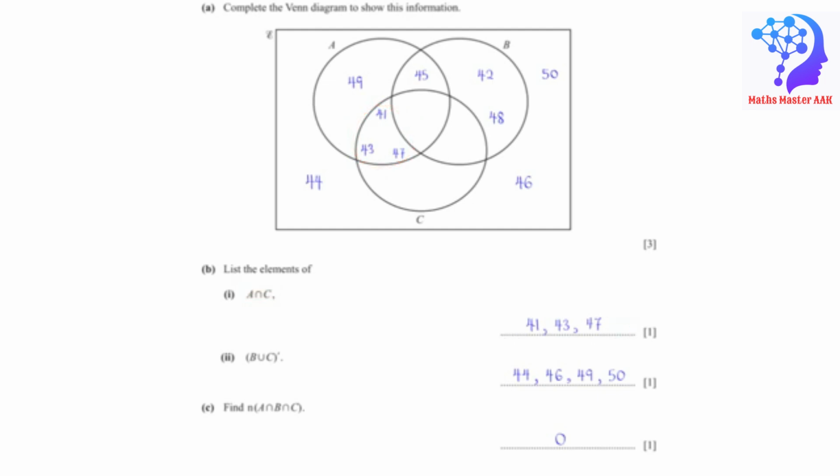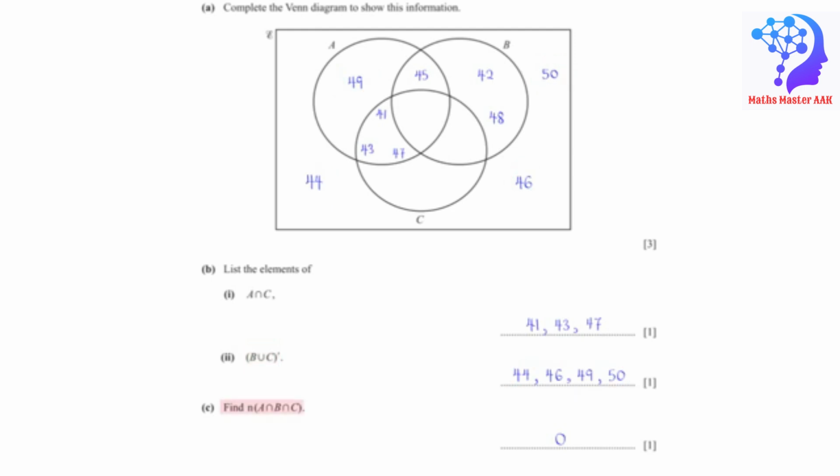List the elements of (B union C) complement. The elements in (B union C) complement are the elements that are in neither set B nor set C, and these are 44, 46, 49, and 50.